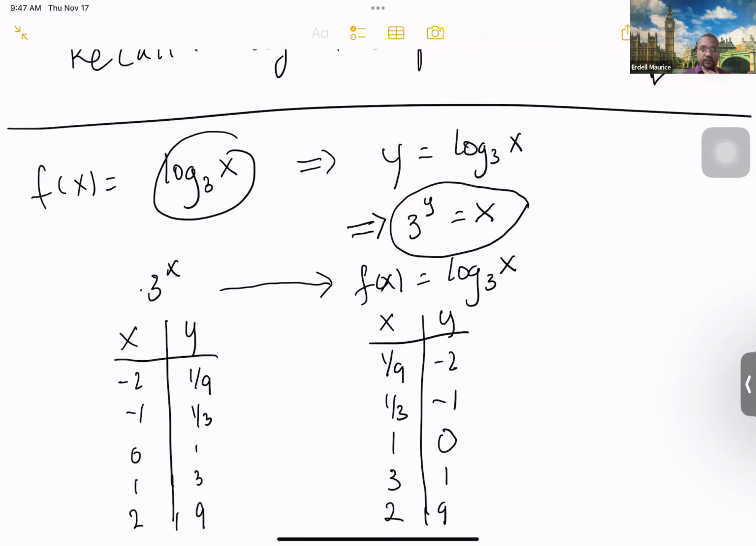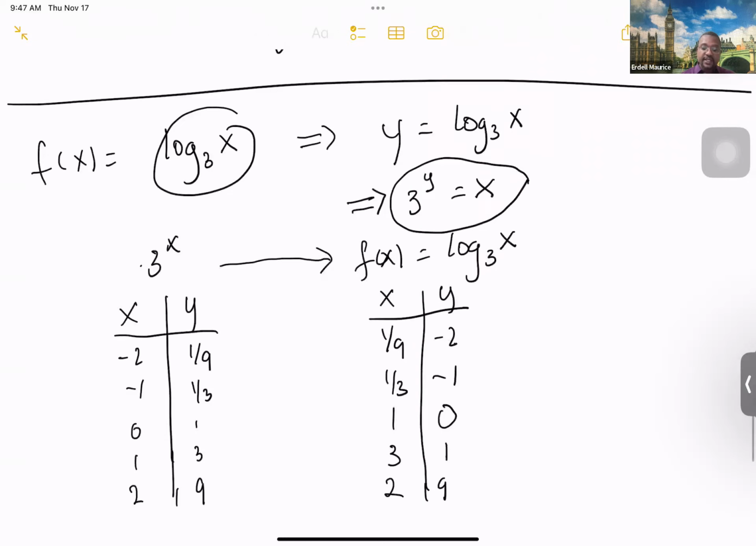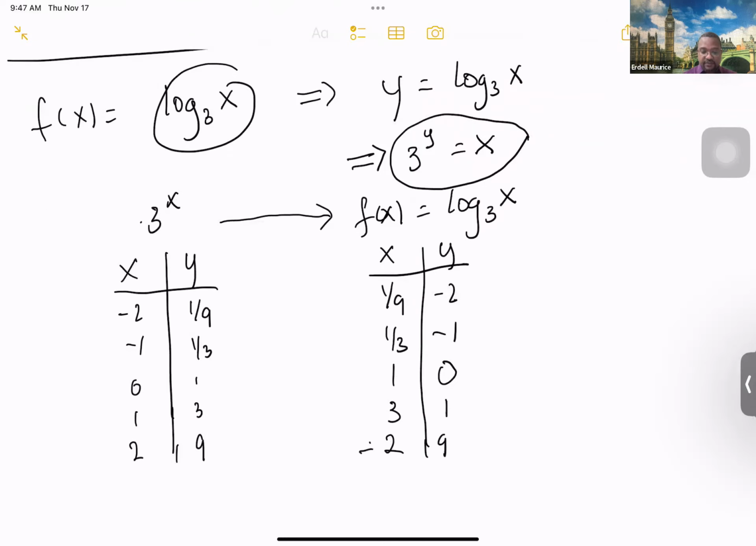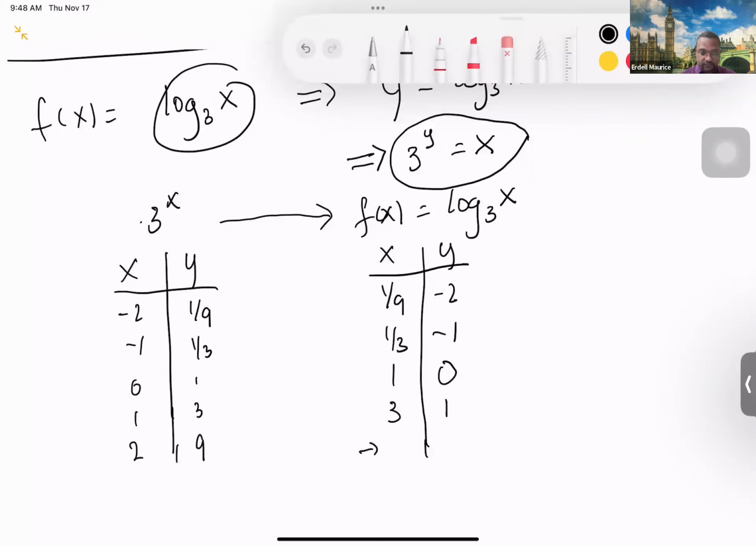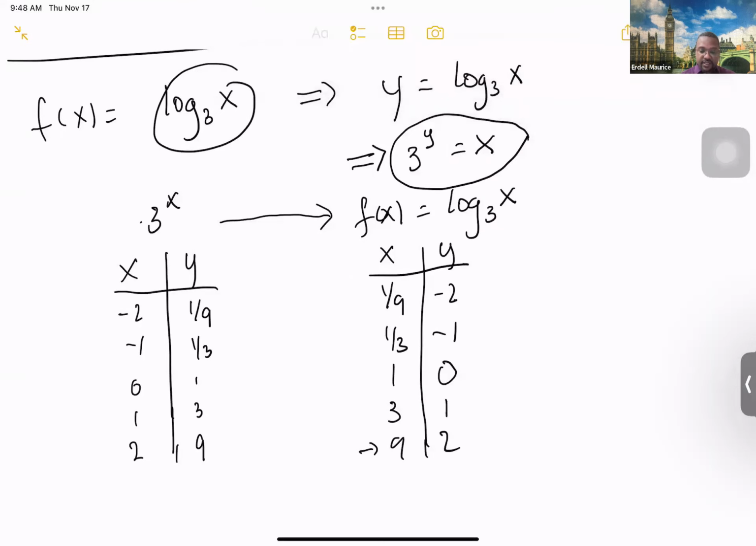Questions there? And again, you can double check this. For example, let's plug 2 into the log function. Oh wait a minute, I didn't flip the last one. It's 9, 2. So for the last one, let's plug in 9. If I have y equals log base 3 of 9, what power must I raise 3 to get 9? 3 squared equals 9. And so when you plug in 9, the answer is going to be 2.